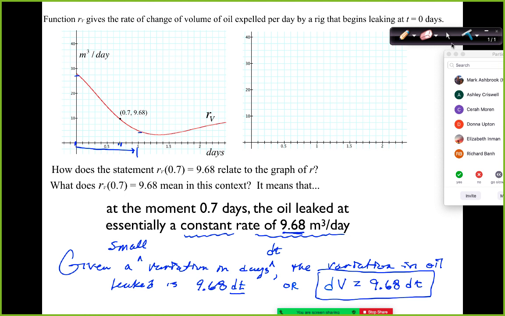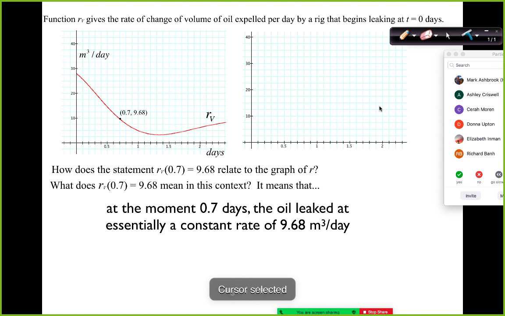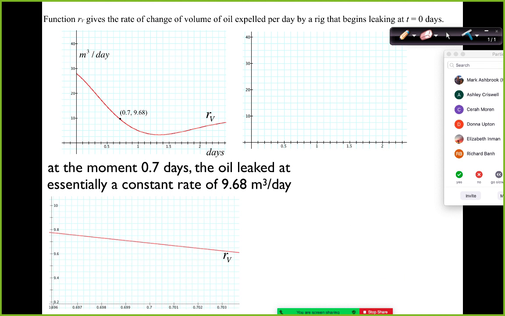Okay, so let's press on here. So here is the moment at 0.7. If I look at this small moment here at 0.7, what do you notice about the rate? Constant or changing? Is this showing that the rate is constant? It's showing linear. The rate is slightly decreasing.